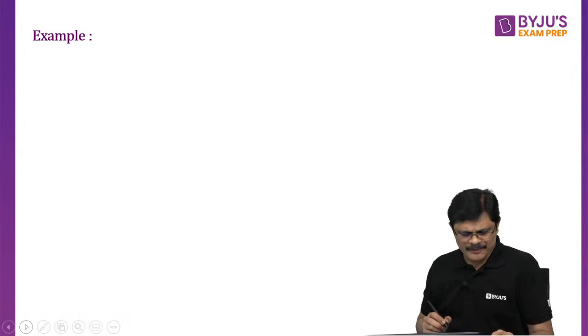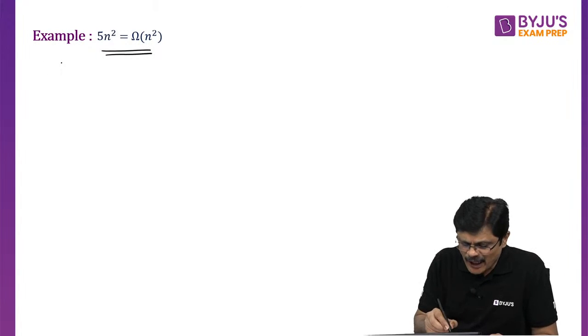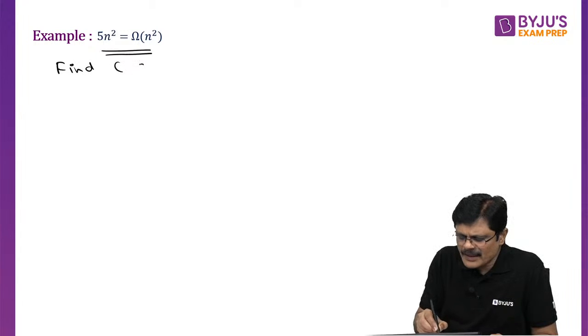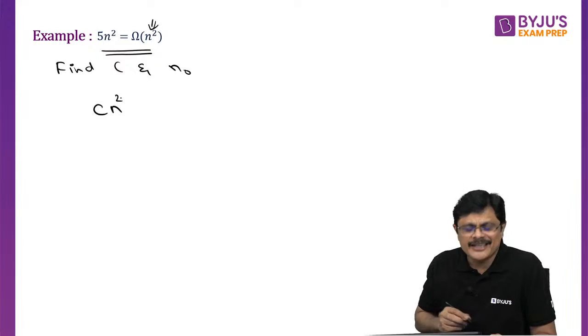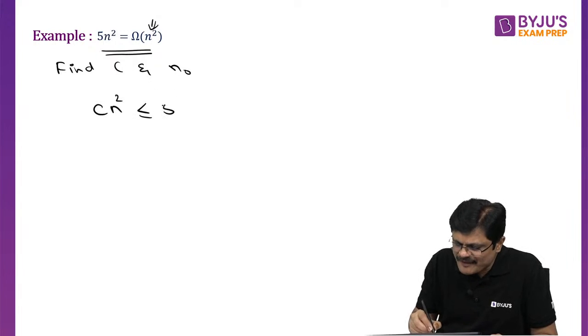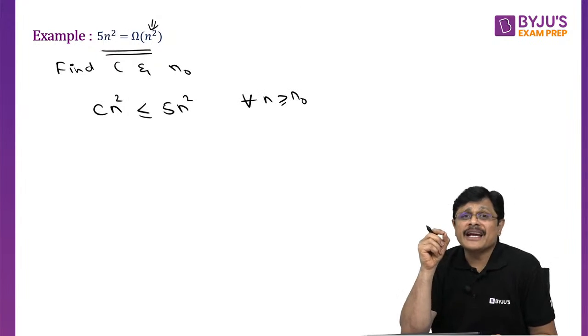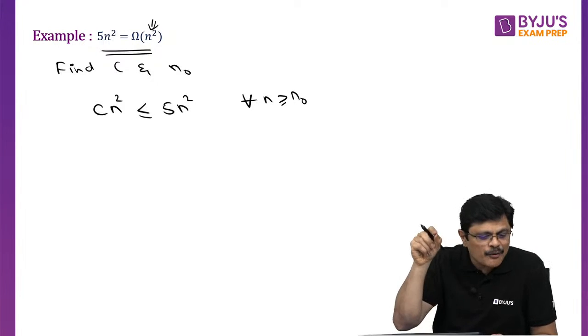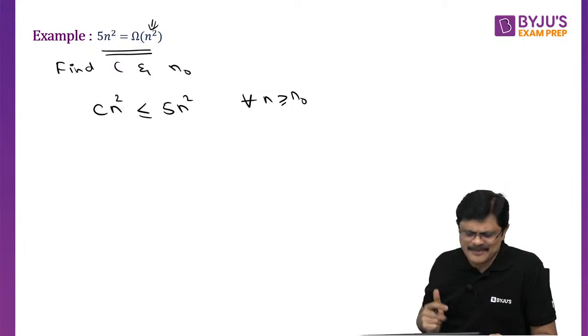So let us solve a problem to check how we can prove that a function is big omega of another function. If you want to prove that 5n square is big omega of n square, what we need to prove? We have to find a C and N0 such that some constant times this function is less than or equal to 5n square, and it should be true for all n greater than or equal to N0. So for a given C, we have to find N0. Anyone having doubt, please ask me.